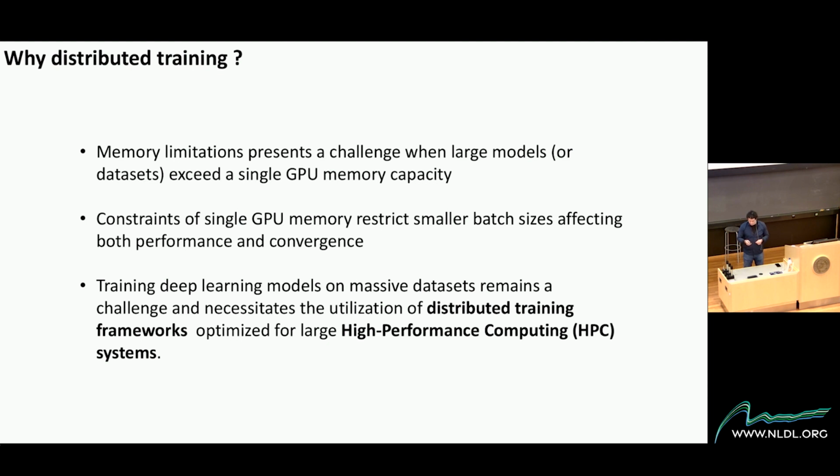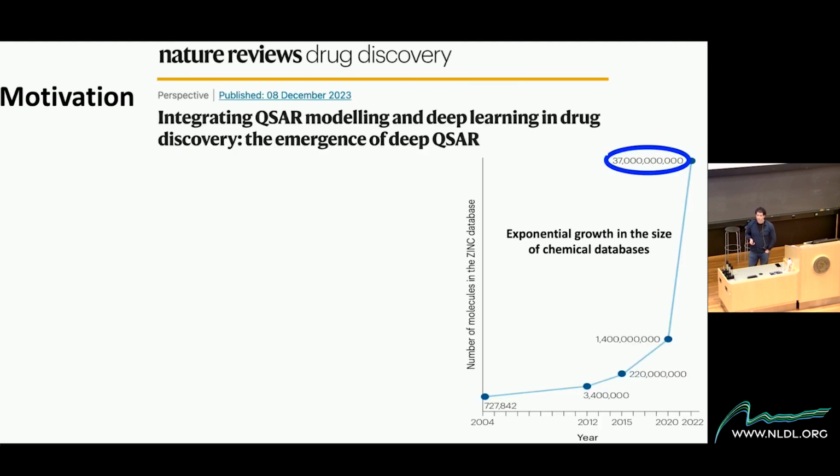So just to highlight what I'm talking about, this is an example that indicates a need for distributed training. This is in the context of drug discovery, and you can see that the size of the database increased over the last 10 years, reaching about 40 million molecules. So you can imagine if you have 40 billion, not million, 40 billion molecules, a single GPU obviously wouldn't suffice in this context.